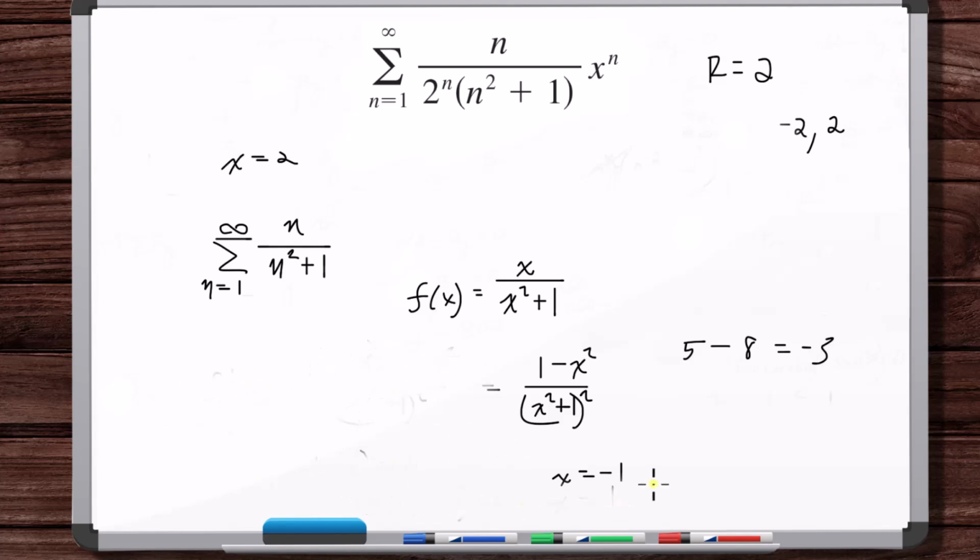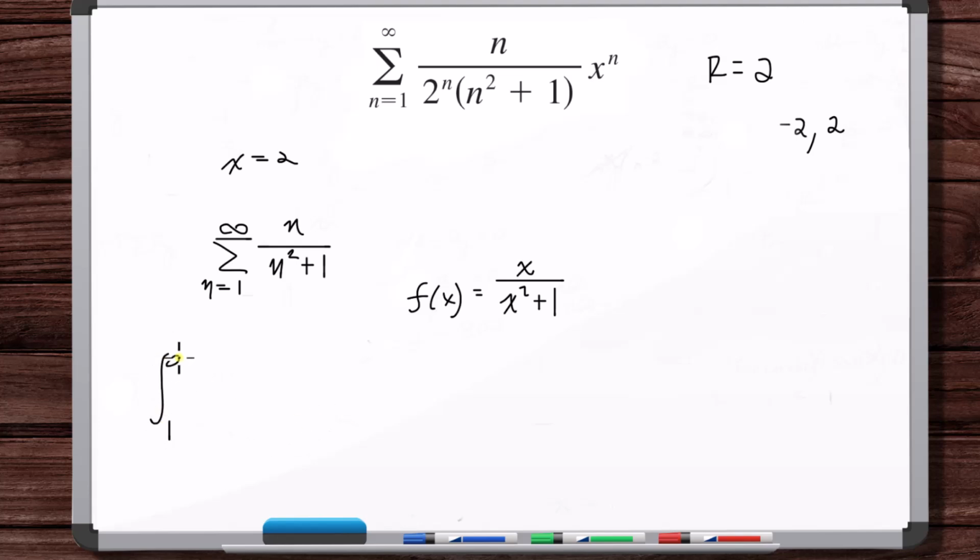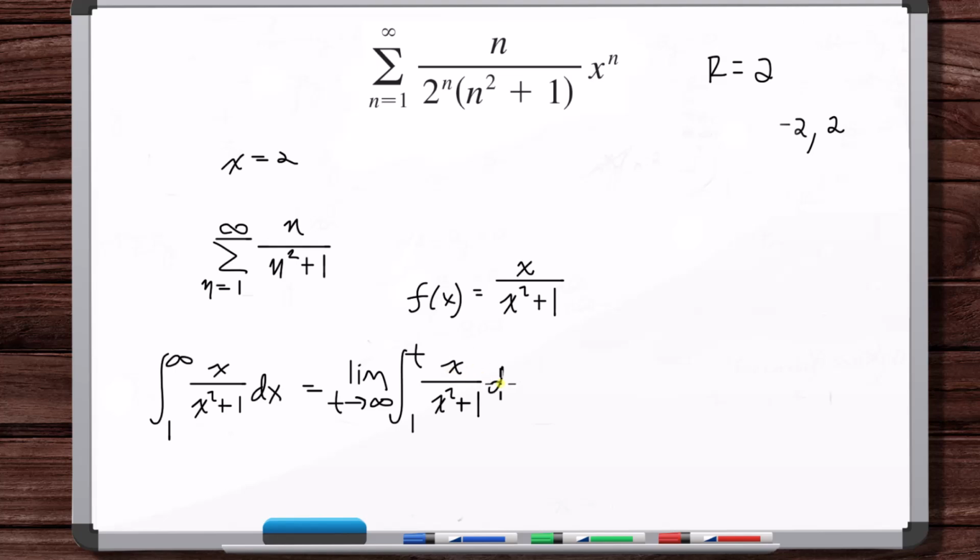All right, so we can do the integral test. So what is the integral going from 1 to infinity? This is the limit as t approaches infinity. And we did a bunch of problems like this. I'm not going to talk about how to do the integral test. We've already worked a bunch of problems on convergence testing. Okay, so let's come off to the side and evaluate this integral.